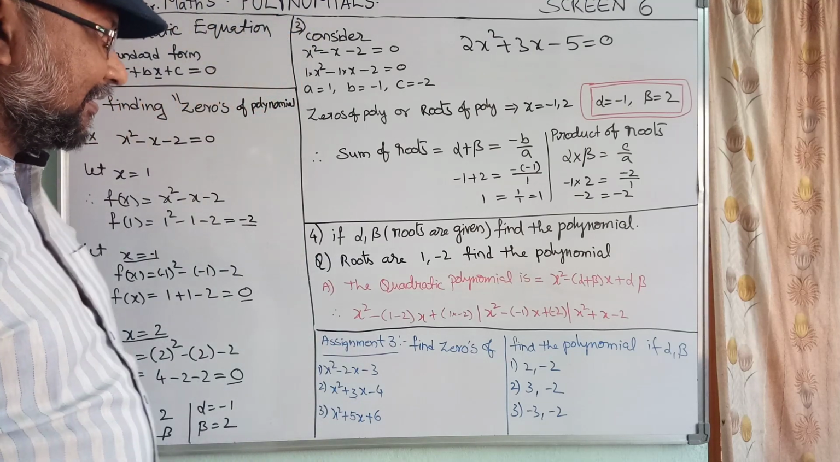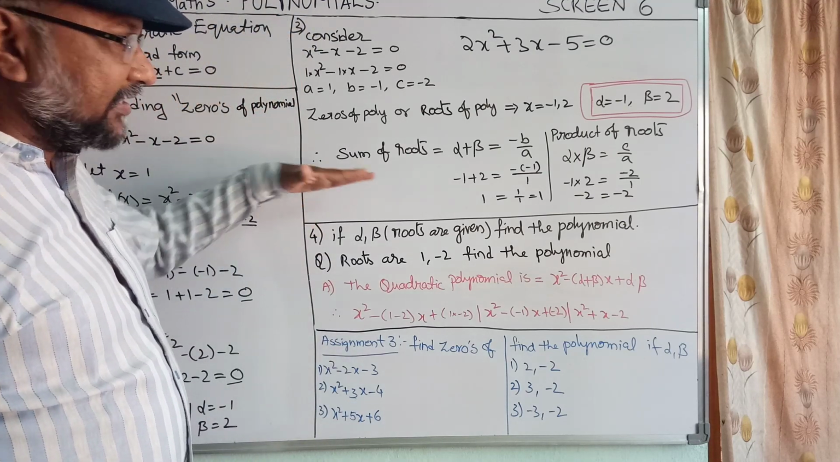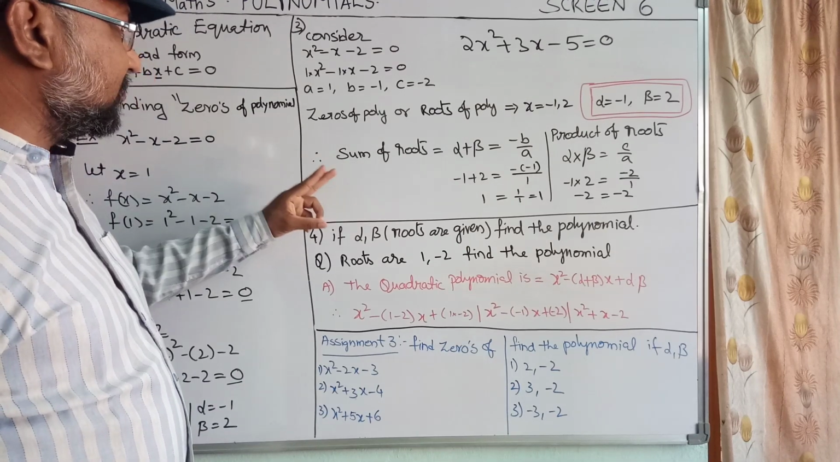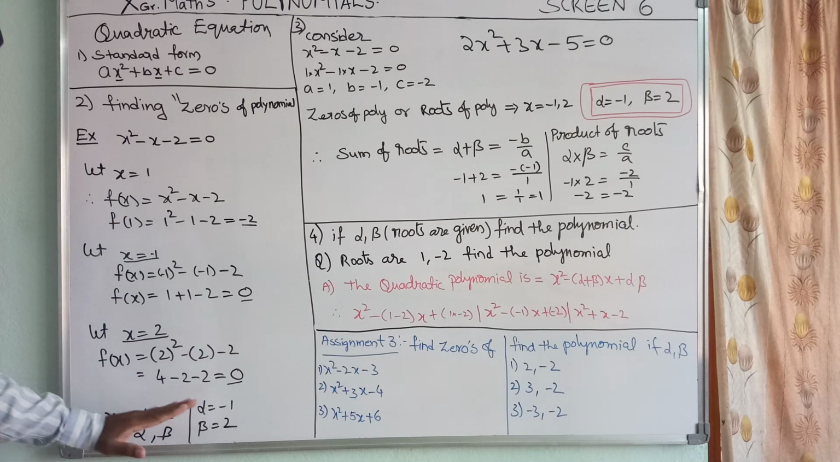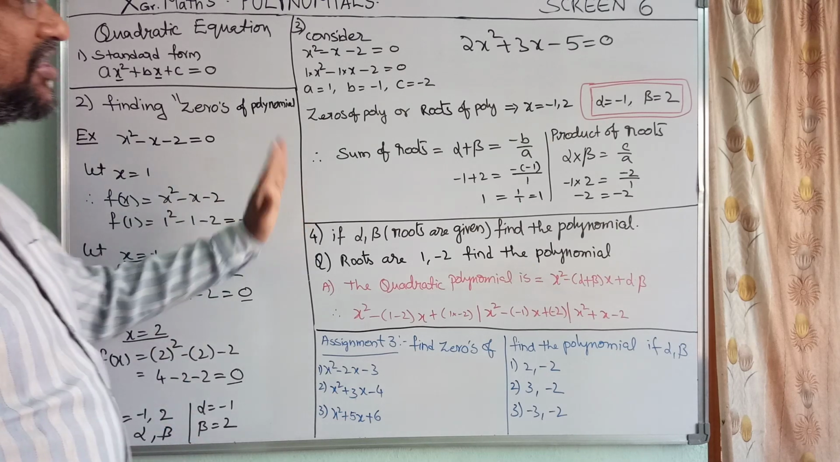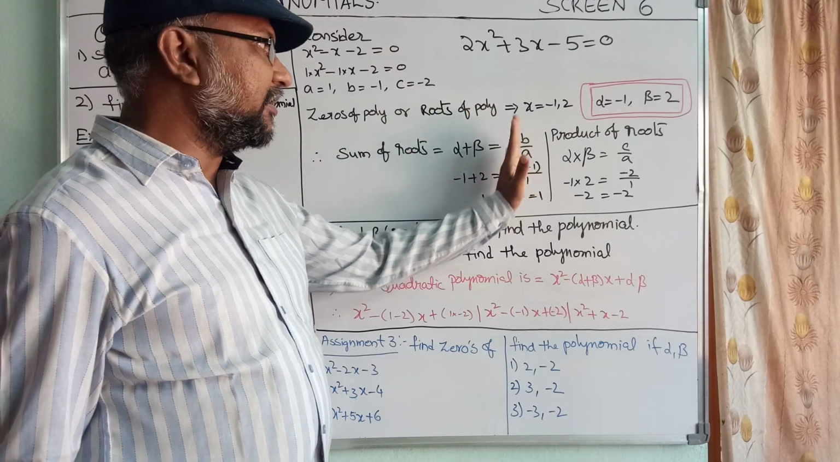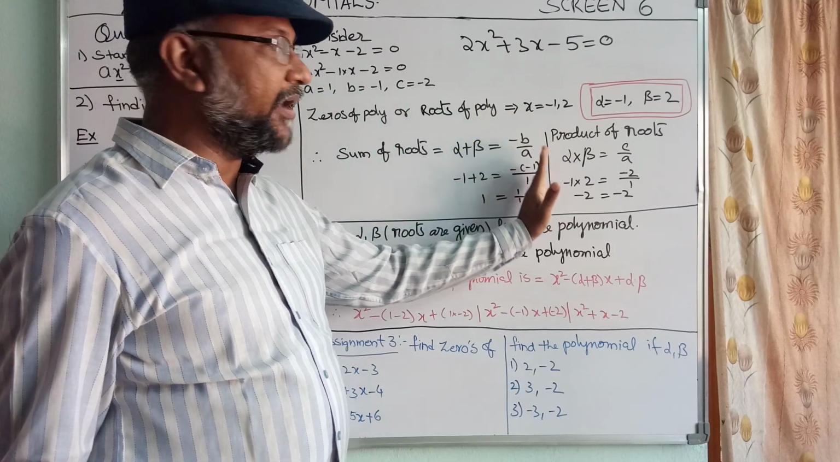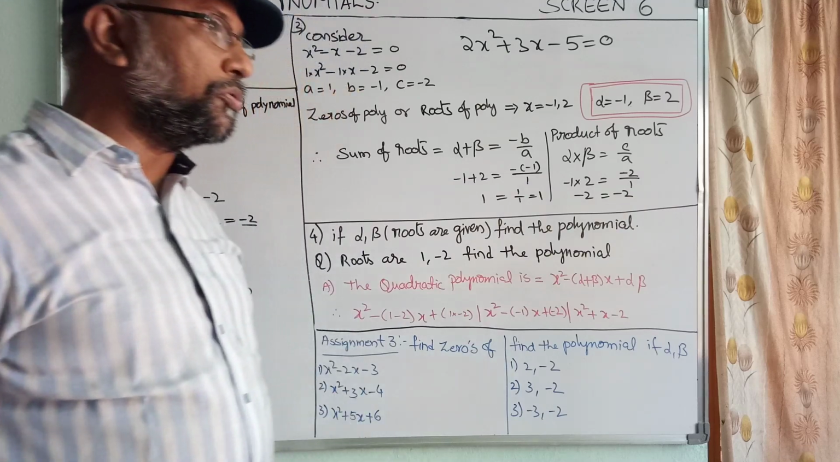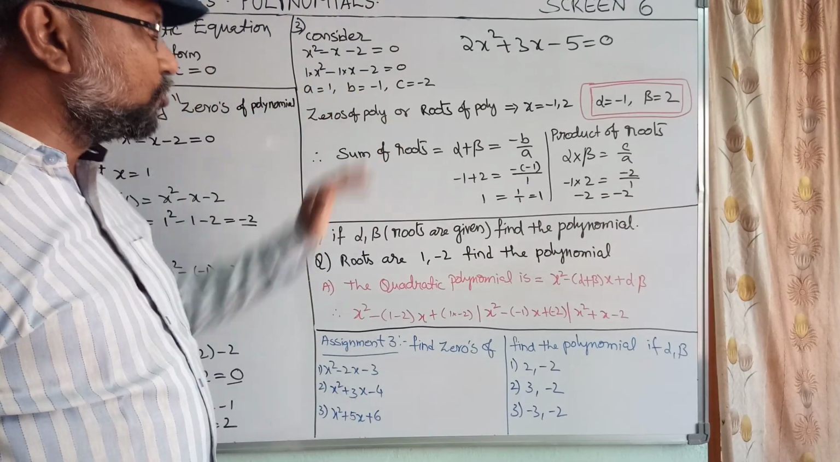Now, these are the 2 steps for a quadratic equation. One is solving for alpha and beta. That is the first step. Second one, checking the relation with a, b, c. That is, my alpha plus beta is equal to minus b by a. Alpha into beta is equal to c by a. These are the 2 conditions.